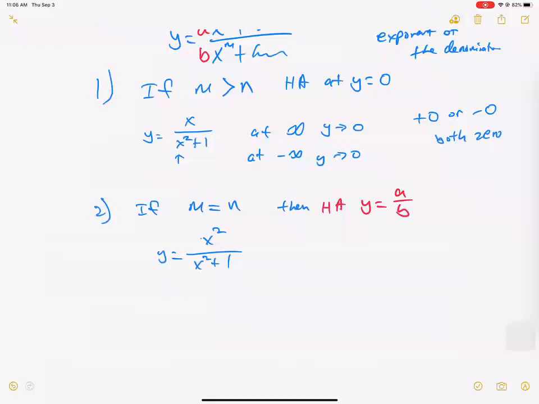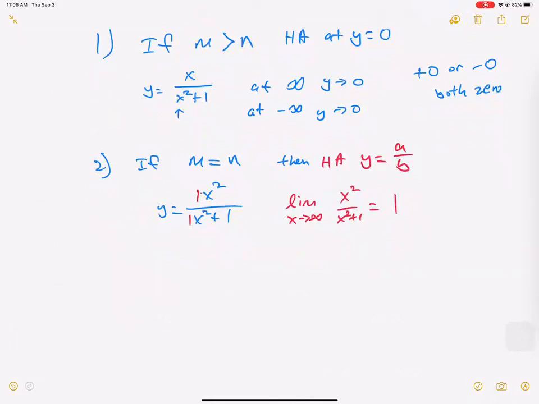So in this dumb example, this is going to be 1 over 1. And the limit as x goes to infinity of x squared over x squared plus 1 will be 1. And you want to be able to do this super quickly by looking at the fraction. Oh, the exponents are the same. It's just going to be the front coefficient. Now let me show you why. If I plug in 10, this will be 100 over 101. Isn't this about 1?